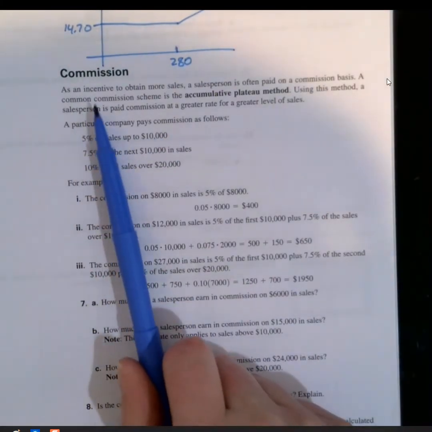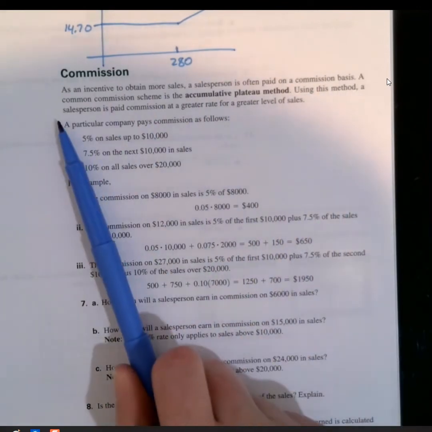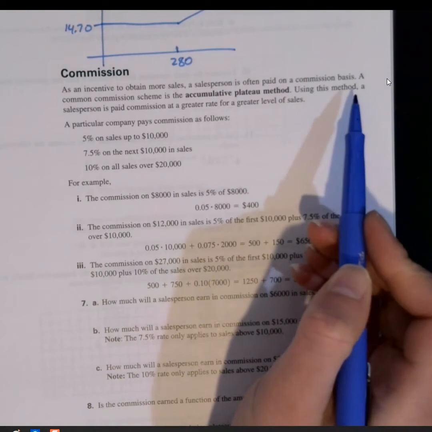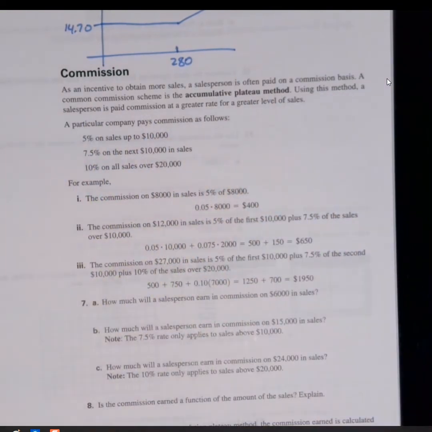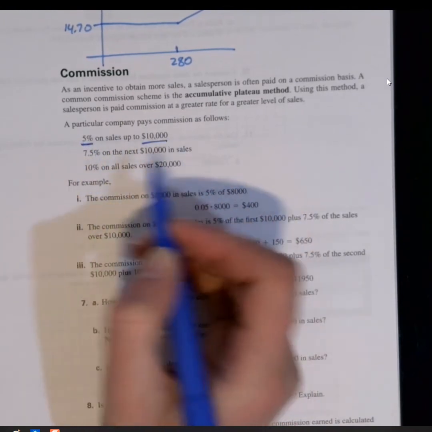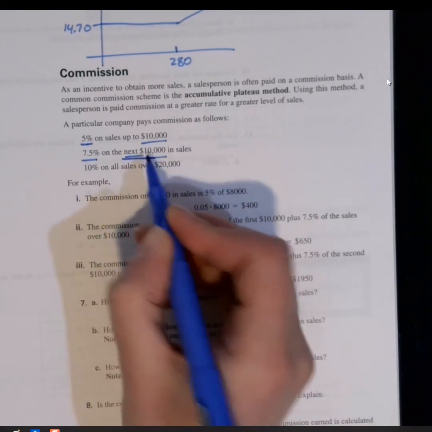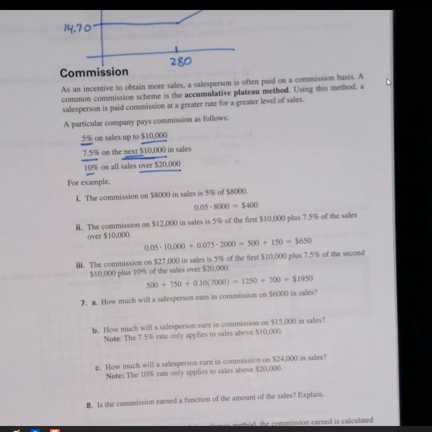All right. So an incentive to attain more sales, a salesperson is often paid on commission. The commission scheme is the accumulative plateau method. Using this method, a salesperson is paid a commission at a greater rate for a greater level of sales. In a particular company, we get 5% on sales up to 10,000, 7.5% on the next 10,000, and 10% on all sales that are over 20,000.